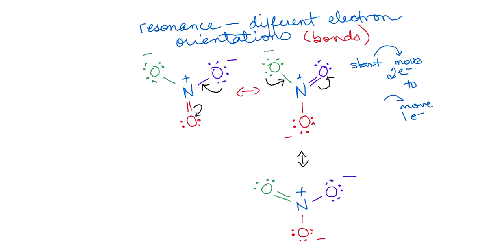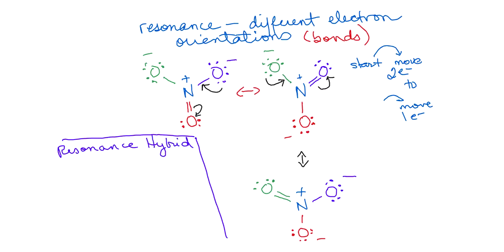Now, a resonance hybrid. Because resonance forms is not an equilibrium, you're not going from one form to another. It's just showing that we are limited in our ability to draw a resonance form. So you might see us talk about a resonance hybrid, and a resonance hybrid is kind of like the summation of what we're trying to indicate with our resonance forms.